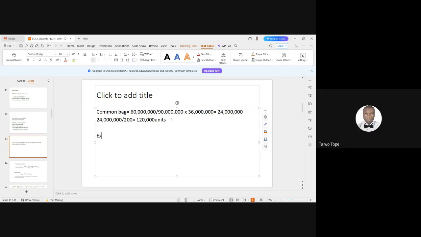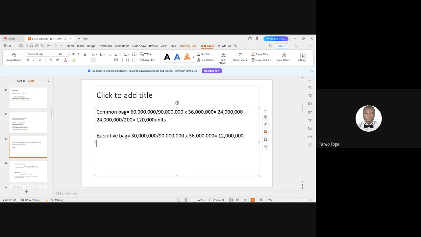For the executive bag, it will be 30 million divided by 90 million, multiplied by 36 million, and the result will be 12 million.